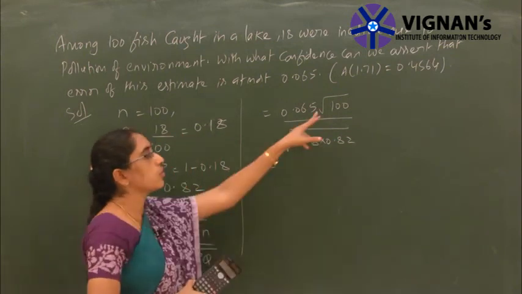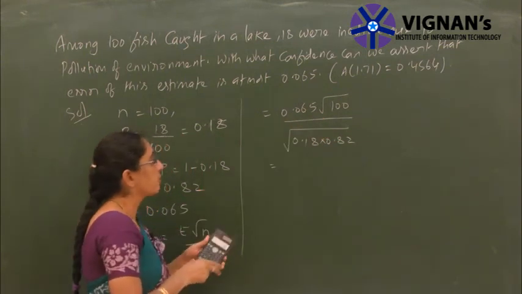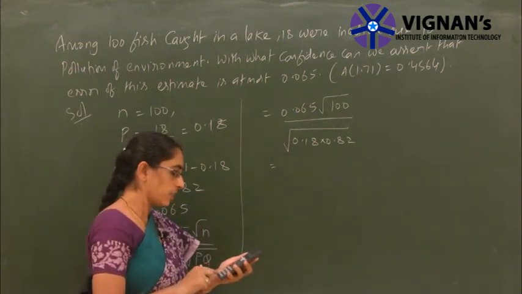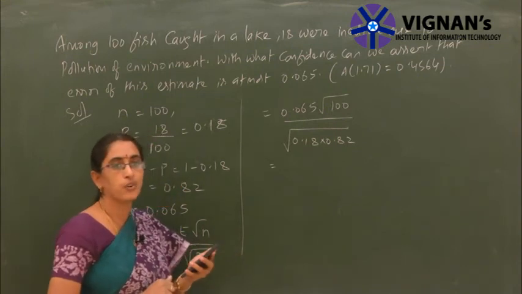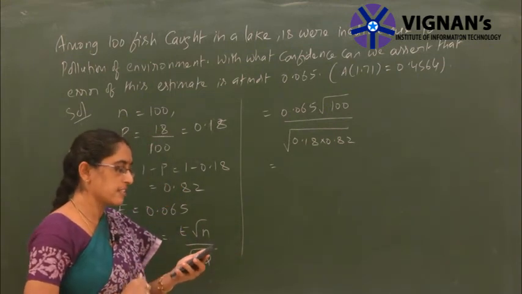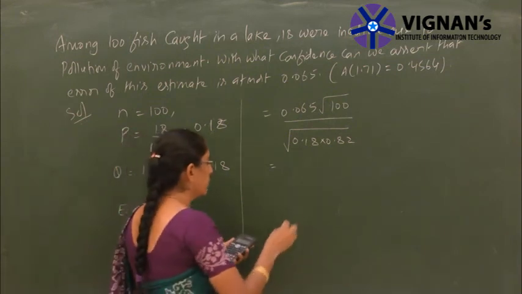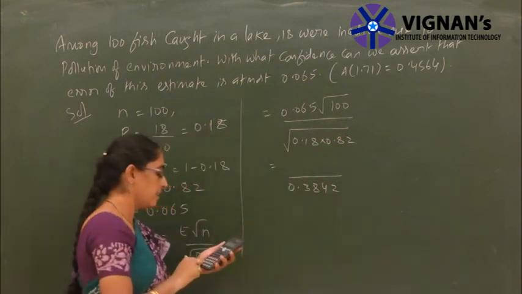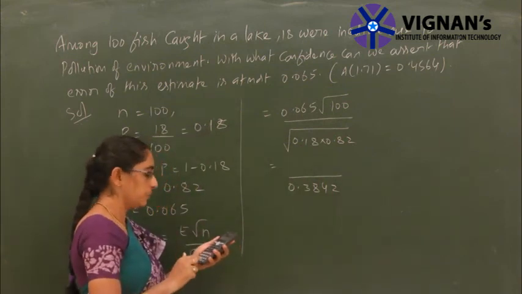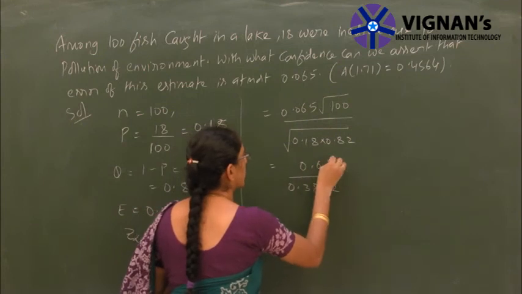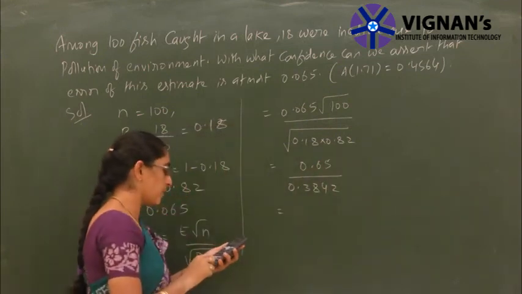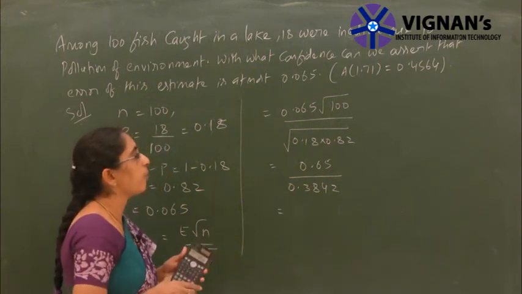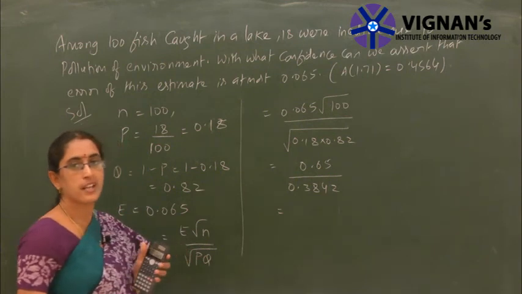So we know that square root of 100 is 10. So first you find out the square root of 0.18 into 0.82. 0.18 into 0.82 gives you 0.1476. Now the square root of this is 0.3842. Now coming to the numerator here, 0.065 into 10 is 0.65. So this is nothing but 0.65 divided by 0.3842, which gives you 1.6912.